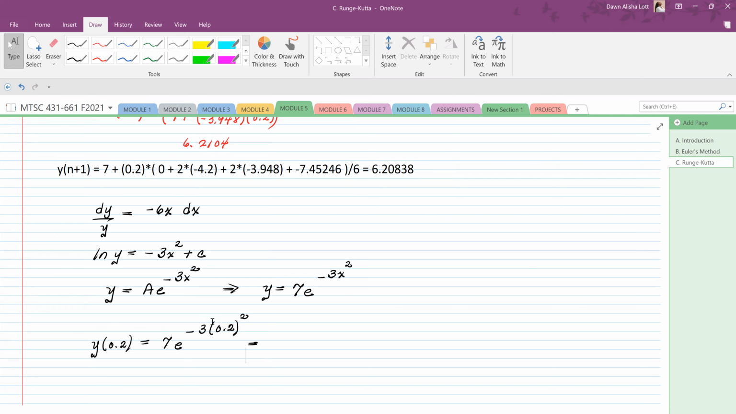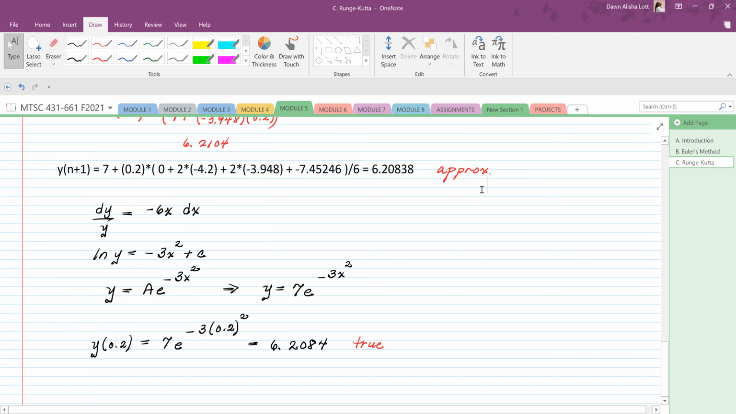Okay. I get 6.20844. Okay, not a bad solution. Okay, so this is the true value. This is the approximate value. And we only did one iteration. Okay, so that's Runge-Kutta. Obviously, you do multiple iterations to get a solution.